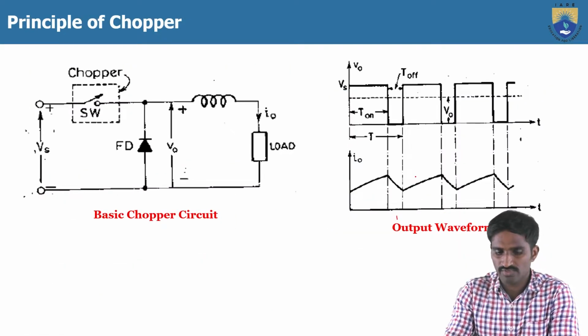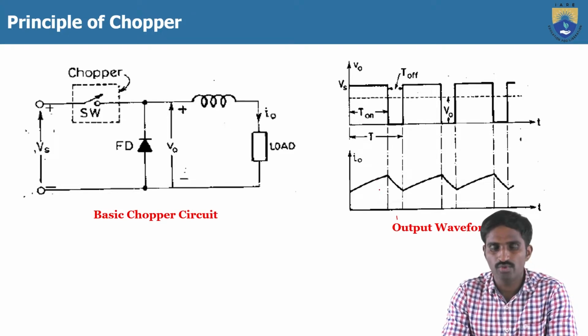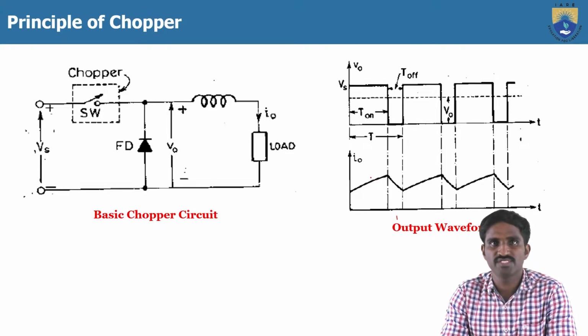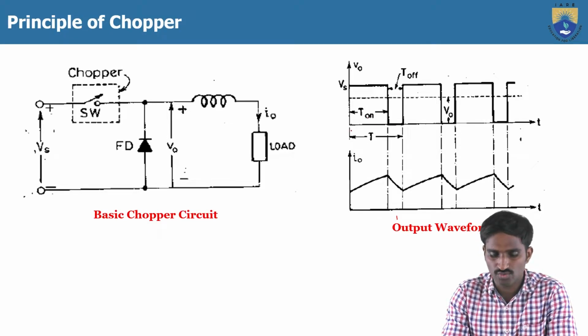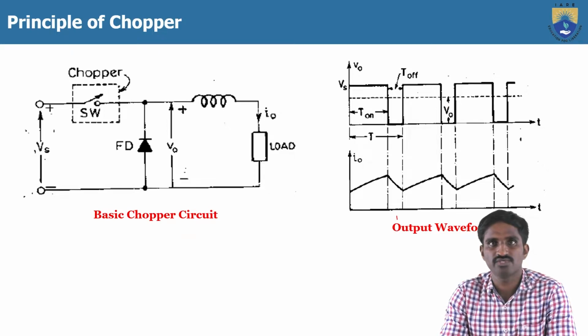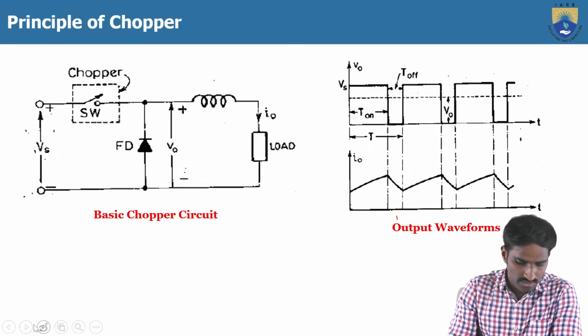This is the output voltage and output current waveforms for this basic chopper. So this is T on and this is T off, and this is the total time period. If you want to find the output voltage, then we just have to find the average value of this waveform, so that we will get the average output voltage of this particular chopper.